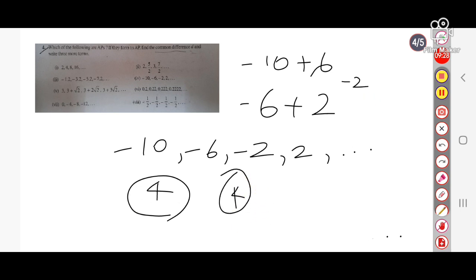Minus 2, minus 2, right? We are just subtracting it, right? So minus 2 minus 2, we get again over here.